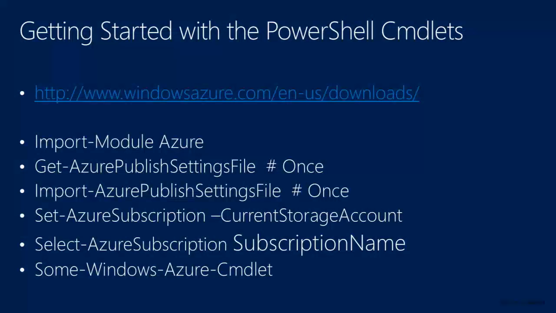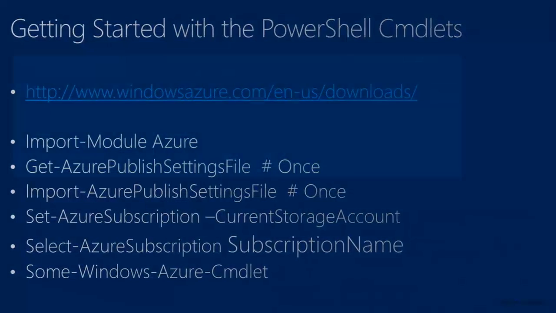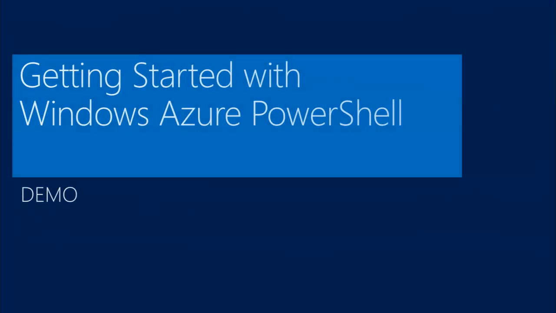And finally, since we are multi-subscription aware, you have to tell it to select a subscription if you have more than one, to tell it which subscription you want to work on. And then once you do all that magic, you can call an Azure cmdlet. Oops. So let's walk through and show you how that works.